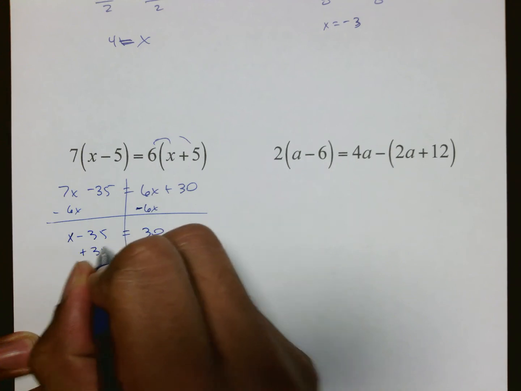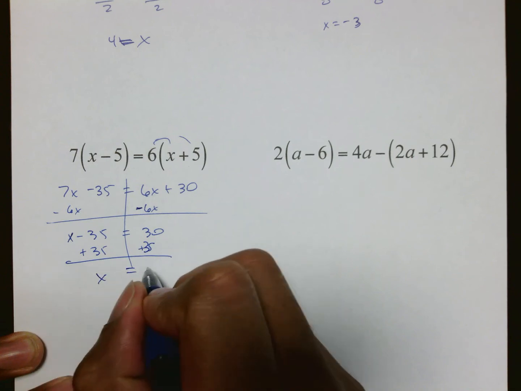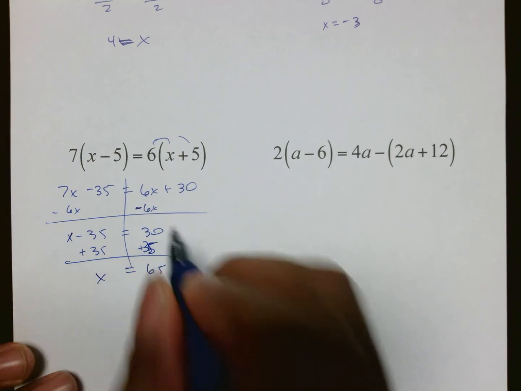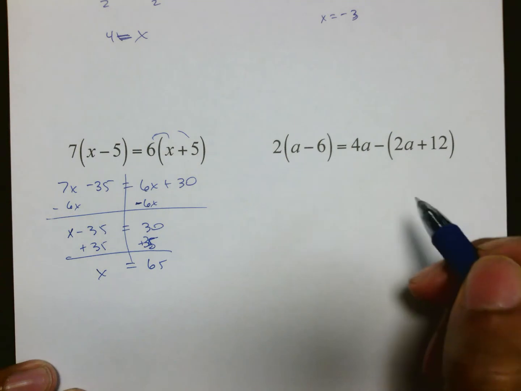And then add 35 to both sides, which gives us 65 as our answer. Again, combining stuff we did from yesterday to today, the only difference is that you have to make sure you understand that, again, variable on both sides, you've got to declare a side, otherwise it does not work.